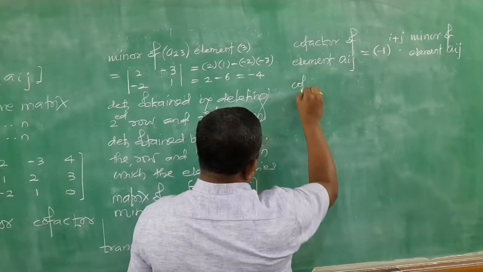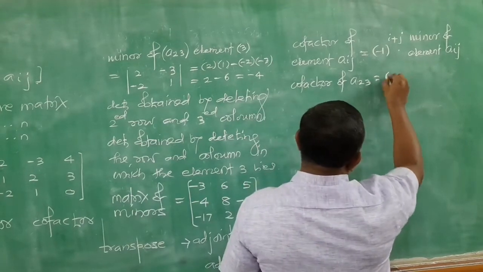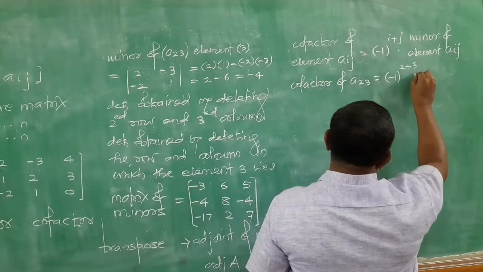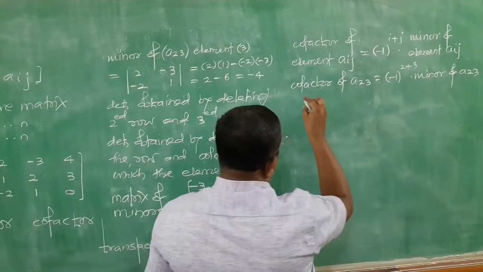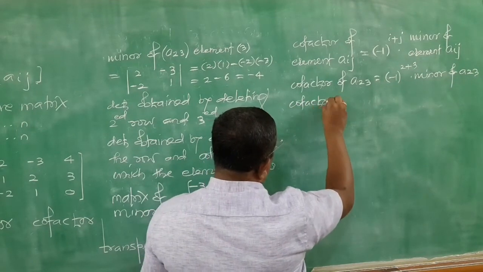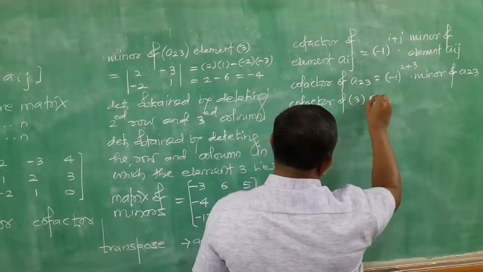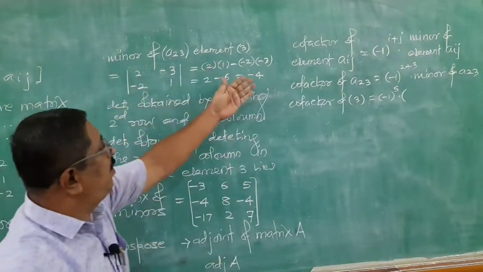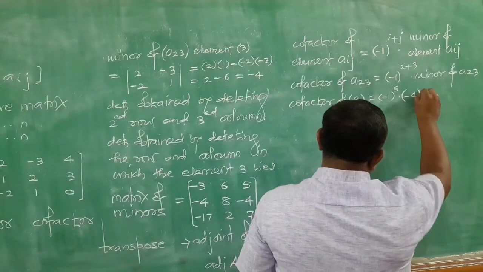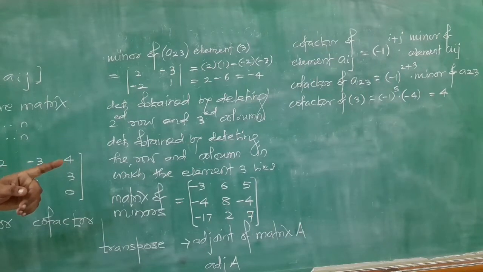It means cofactor of A23 is equal to minus 1 raised to 2 plus 3 multiplied by minor of A23, which means cofactor of element A23 is 3 is equal to minus 1 raised to 5 multiplied by, what is the minor of A23 we have? It is minus 4. Clearly minus 1 raised to 5 is equal to minus 1, multiplied with minus 4, so that cofactor of 3 is equal to 4.